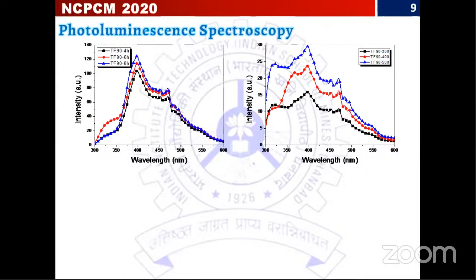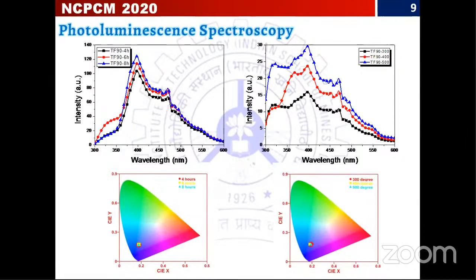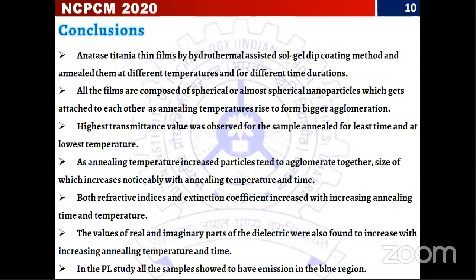To find the level of defect states in the sample, we carried out photoluminescence spectroscopy. As we can see in these figures, as we increase the annealing time and annealing temperature, the intensity of the photoluminescence peak also increased, which is mostly because of the introduction of new kinds of defect levels and oxygen vacancies in the film. From this photoluminescence spectroscopy, we have plotted the CIE diagram, and all the samples showed emission in the blue region.